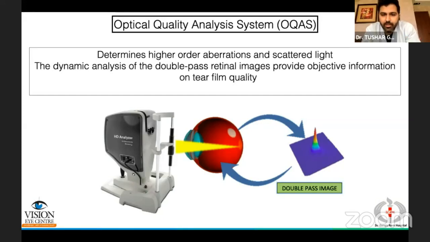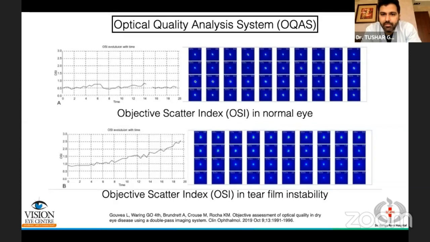So the above image that you see is that of somebody who has a healthy tear film, who does not have dry eye. So you see very minimal scattering happening. Whereas when you look in the image below, that is somebody where you see a step ladder increase in the objective scatter index, which is the scattering of light. So this is an individual with tear film instability, because you see that the scattering is increasing after the blink.